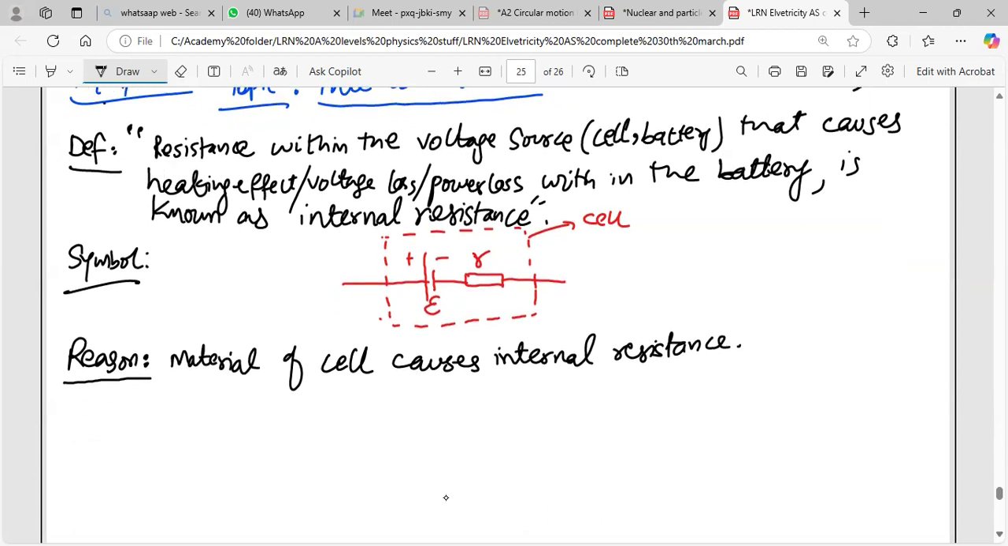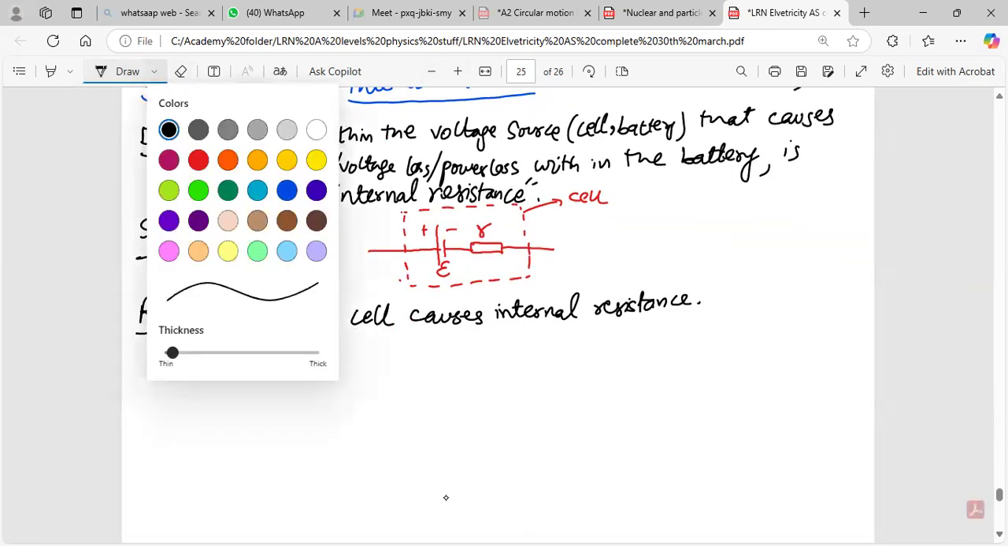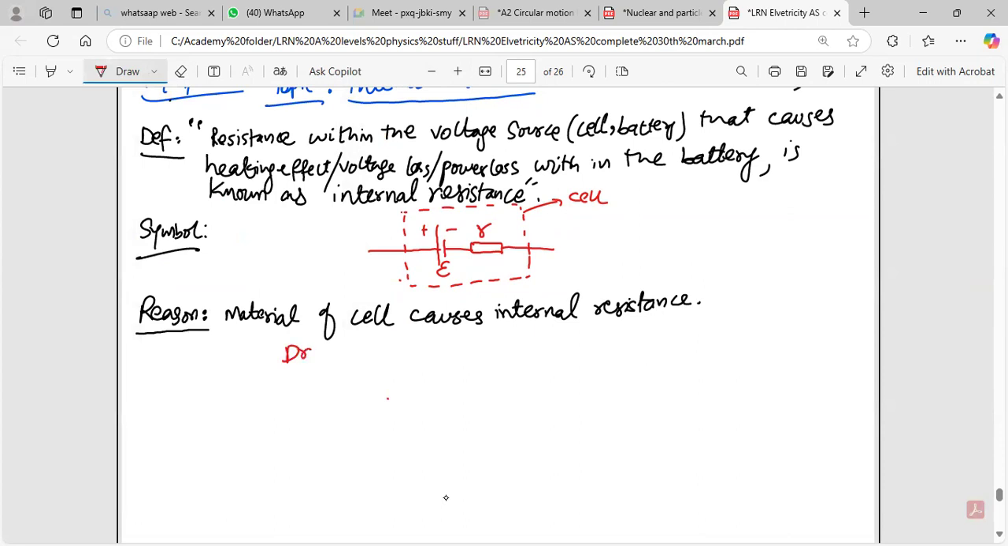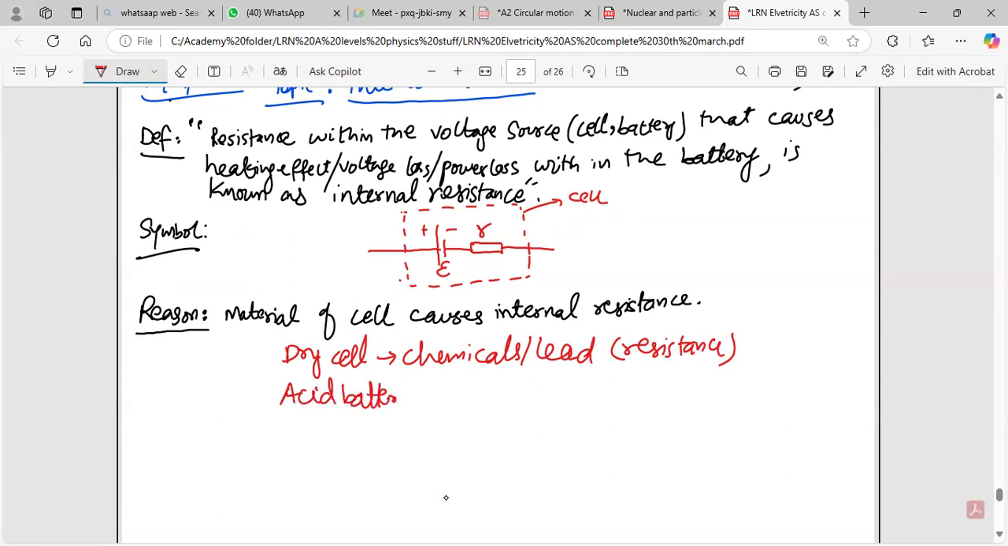So let's see what type of material can be there within the cell. If it is a dry cell, then chemicals are there, or lead is there. So the resistance is due to these chemicals or lead. And if it is an acid battery, like the liquid battery, then the metal plates inside the battery have resistance. So due to that resistance, the battery has internal resistance.